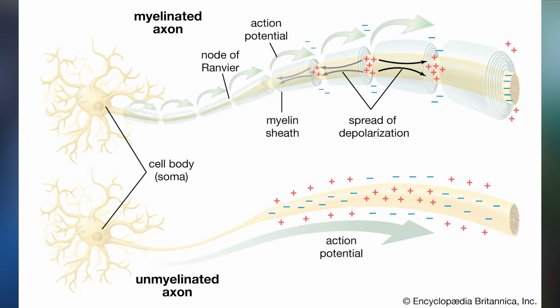Now, the synapse is essentially just the junction between, in this case, we'll talk about one neuron and another. A synapse doesn't have to be between two neurons. You can have a synapse between a neuron and a muscle cell, for example.